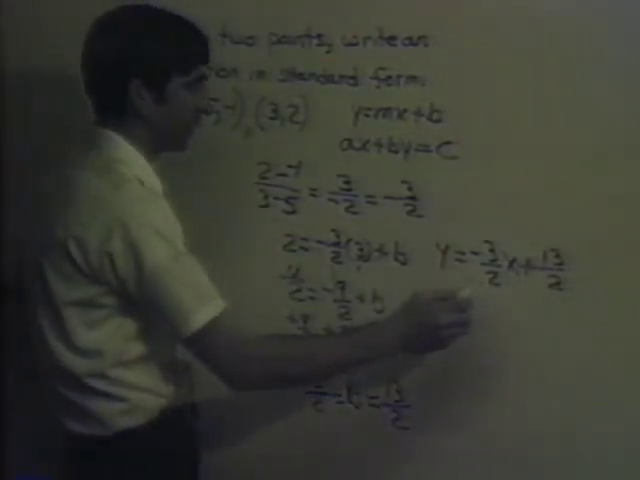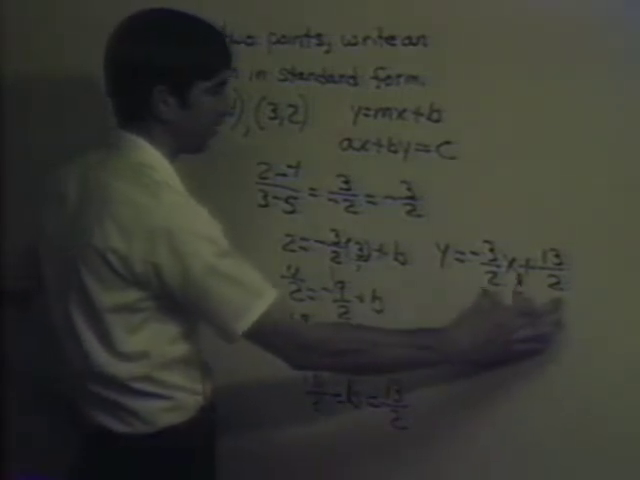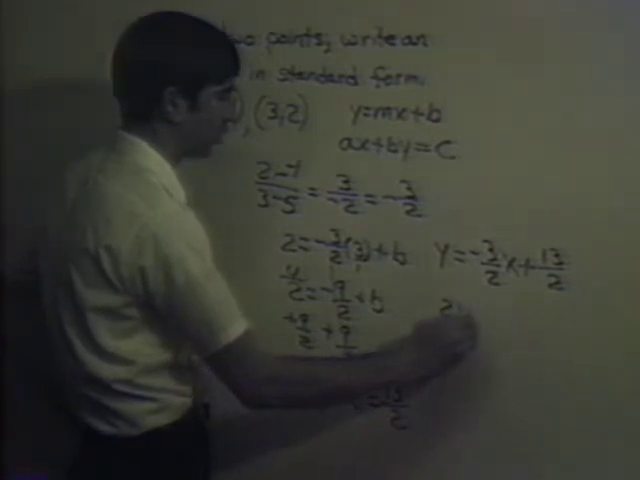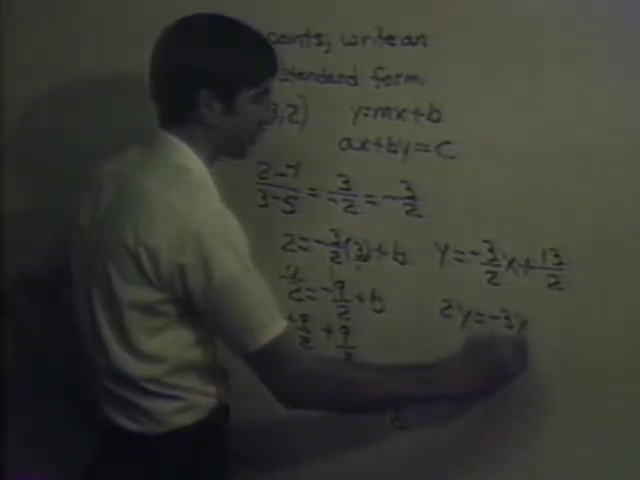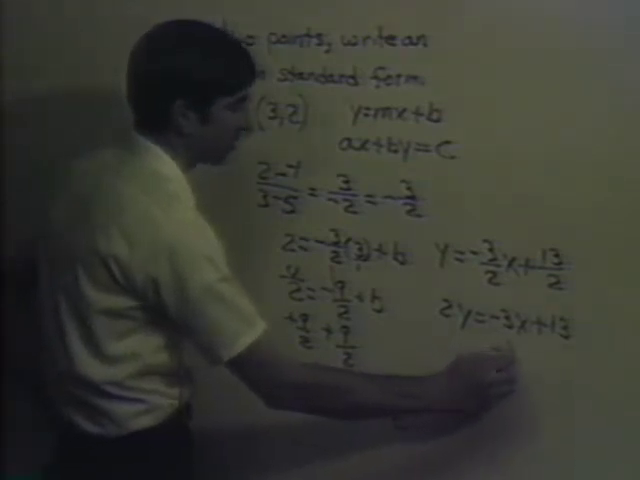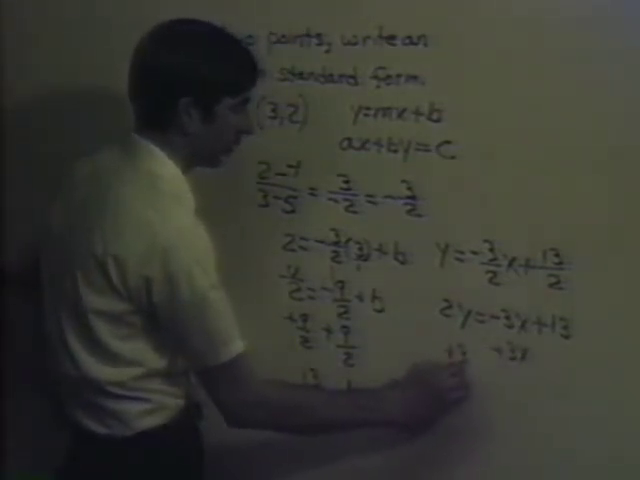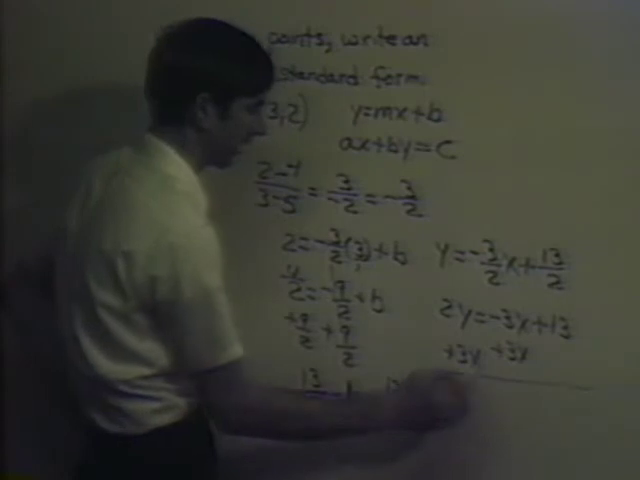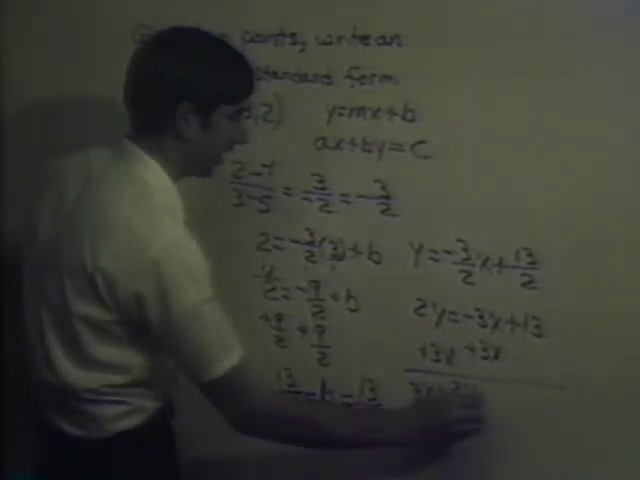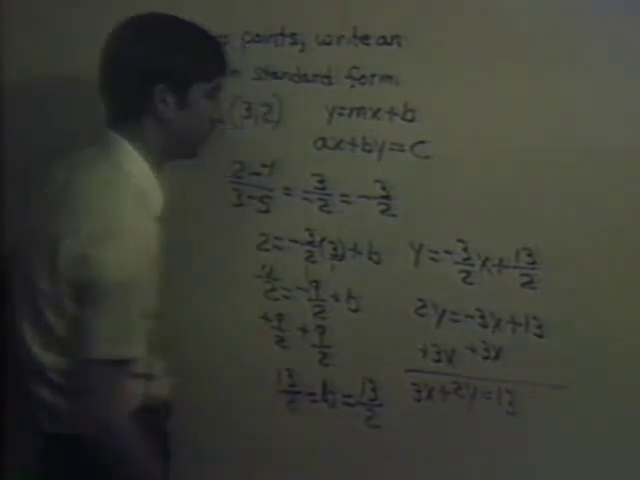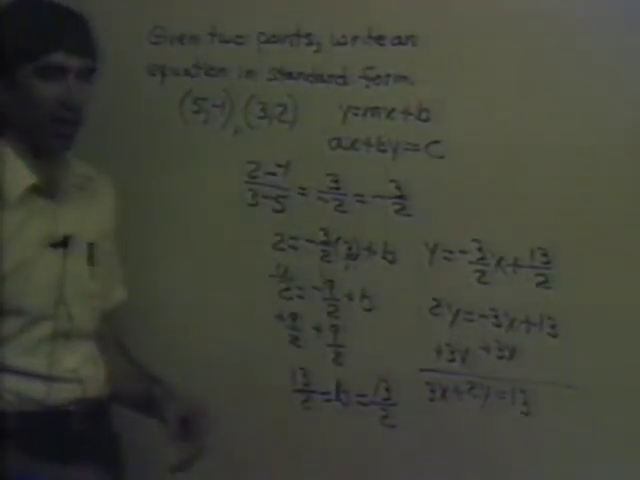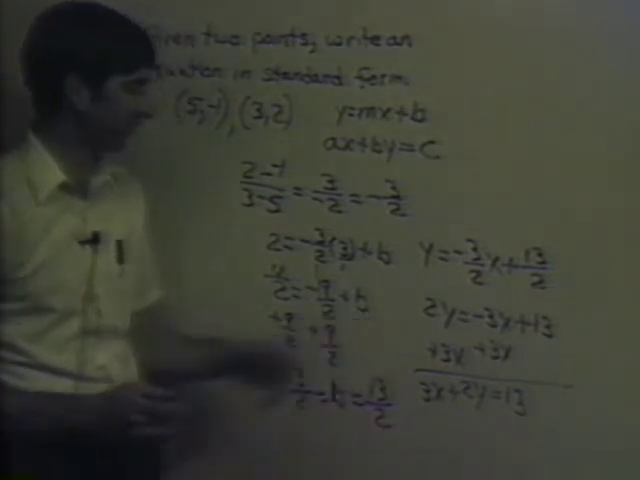Okay, now I can see that we need to multiply both sides by 2 to get rid of our fraction parts, okay? Let's do that, and we get 2y equals negative 3x plus 13. And now, if we add 3x to both sides, we'll get it back into the form that we wanted, okay? So we have now 3x plus 2y equals 13. So there we have the equation in standard form, and I'm sorry I kind of got lost there in the middle, but I hope you followed that.